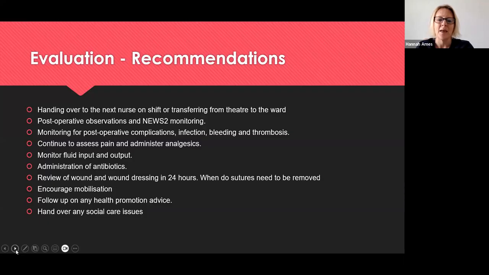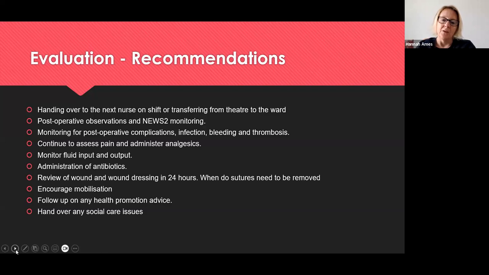We might have given some health promotion advice in our assessment station, might have identified things such as increased BMI, smoking, drinking. So we'd want them to follow up with that health promotion advice. And if we have identified any other social care issues, again, we'd want those things following up. So thinking about that safe handover nursing care for all your surgical patients, what would you want to be carrying on?